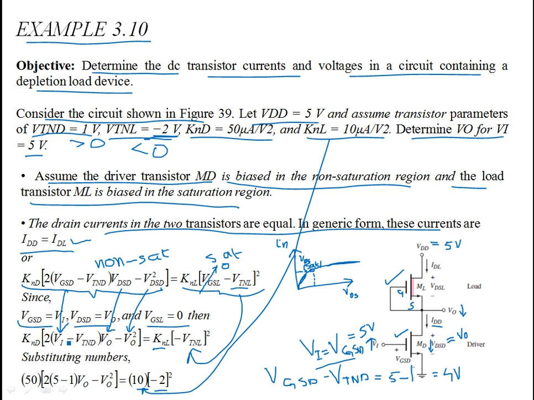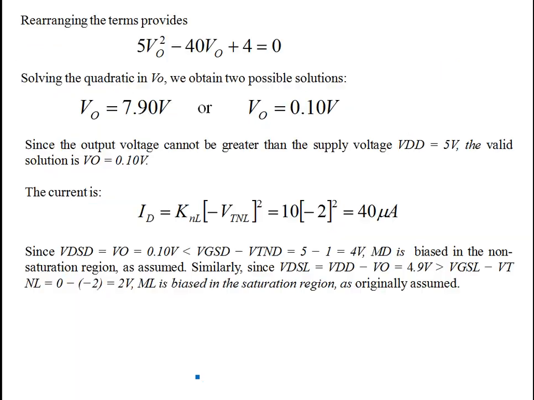So VGSD is VI, and VI is 5 volts. VTND is given, that's 1 volt. So the only thing that is unknown is V naught. The conduction parameters are given for the driver MOSFET as well, 50 microamps per volt square. So substituting this, you get yourself a quadratic. I should rearrange the terms. Solving this quadratic gives you two values of V naught.